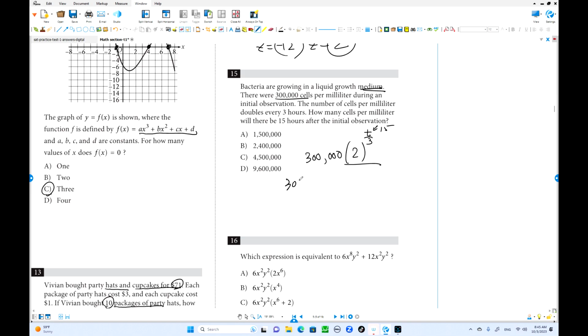So 3,000 times 2 to the 5th power, that is 32, right? 3 times 32 is 96. That's the answer, okay?